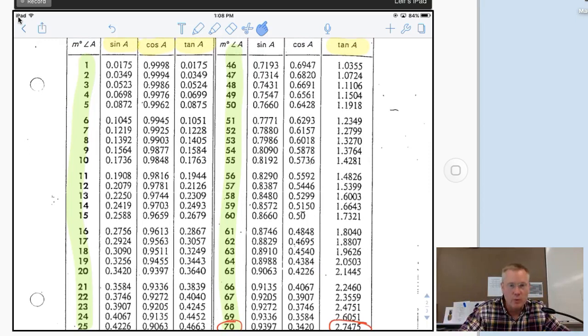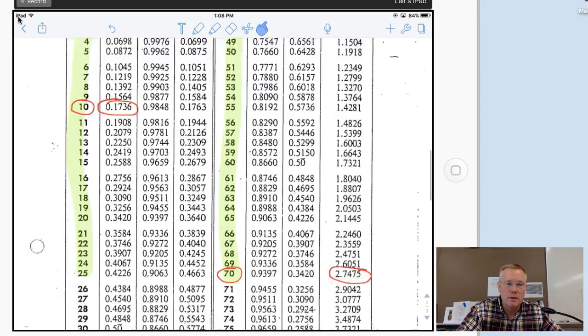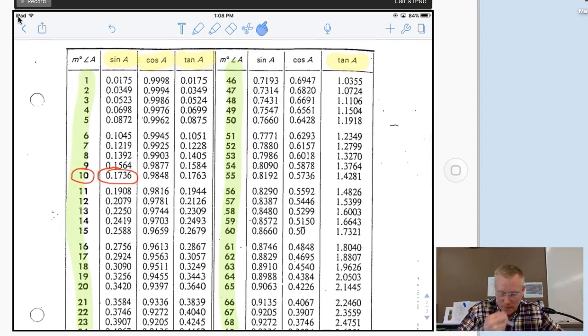And notice that's the same number we got when we used the calculator, okay? If I was looking for the sine of 10, here's 10 degrees. Sine is the first column, so it would be 0.1736. So that's how you use a trig table. They're really not bad. You have to have a calculator after that, hopefully, to do the multiplying and stuff. But anyway, I'll be happy to give you one of these in class, okay?